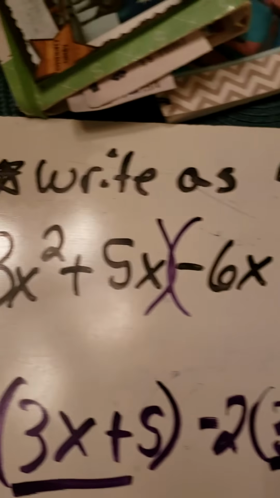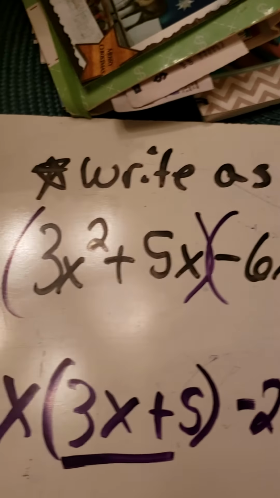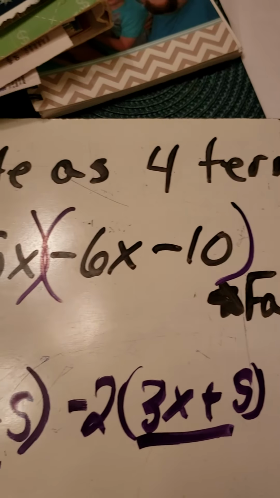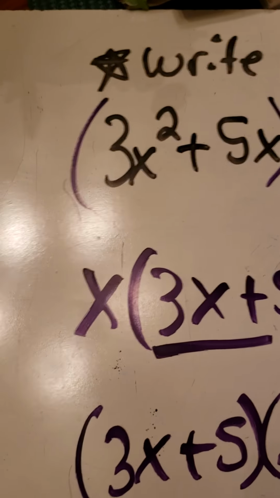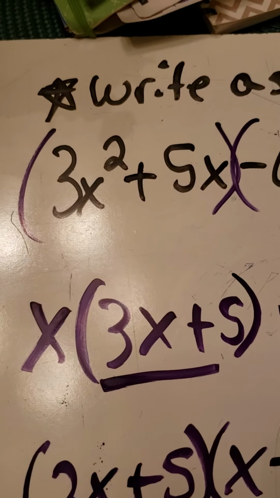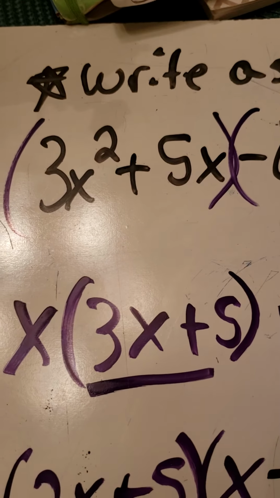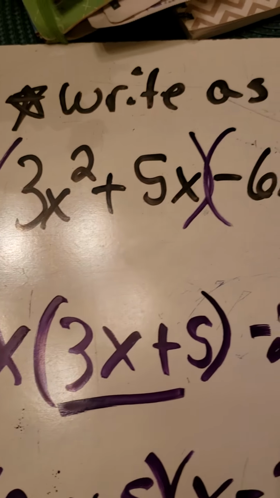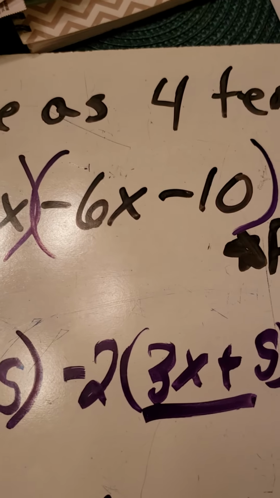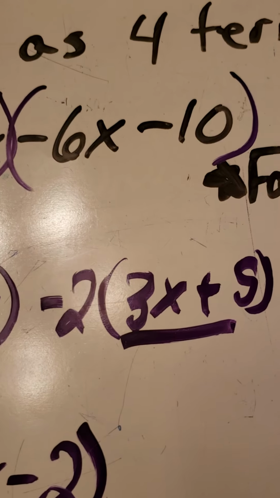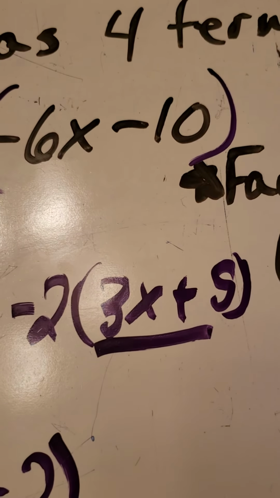You see I have these parentheses. I'm grouping the first two terms together and the last two terms together, and I'm going to take out their greatest common factor. In the first one, 3x squared and 5x only have an x in common, so I factor that out, and I'm left with x times 3x plus 5. Negative 6x and negative 10 have a negative 2 in common, so when I factor that out, I have negative 2 times 3x plus 5.